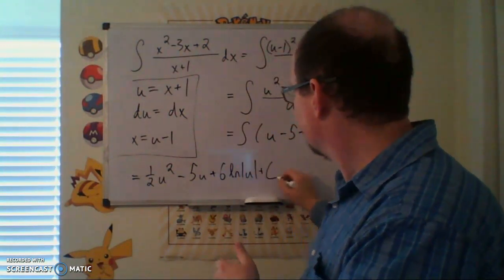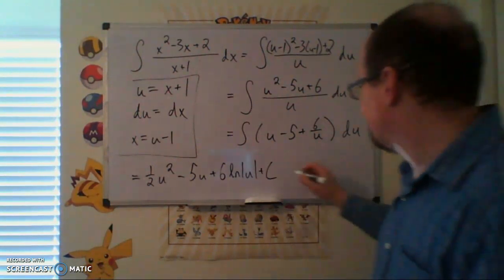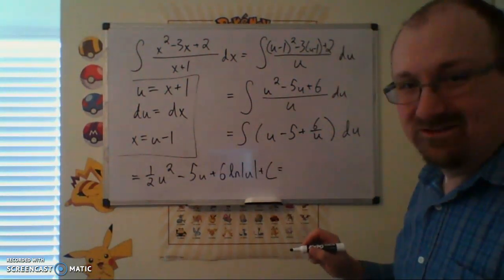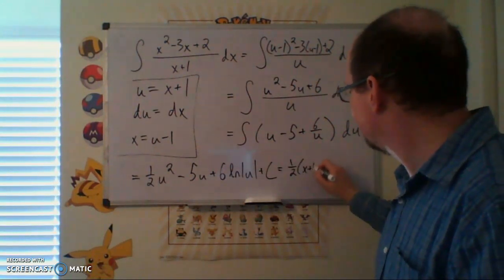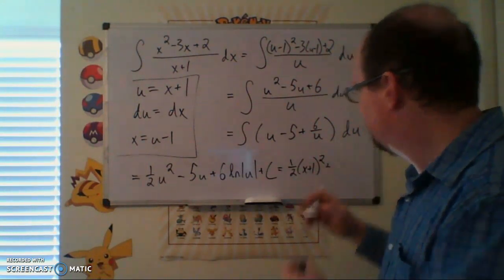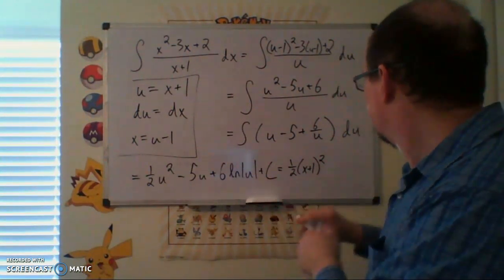6 ln absolute value of u plus c. Now I need to undo the substitution, right? So now I've got to try to fit this into this little bit of board space that's left. Sorry if my handwriting gets bad, but oops, it should be a minus 5 times this thing.